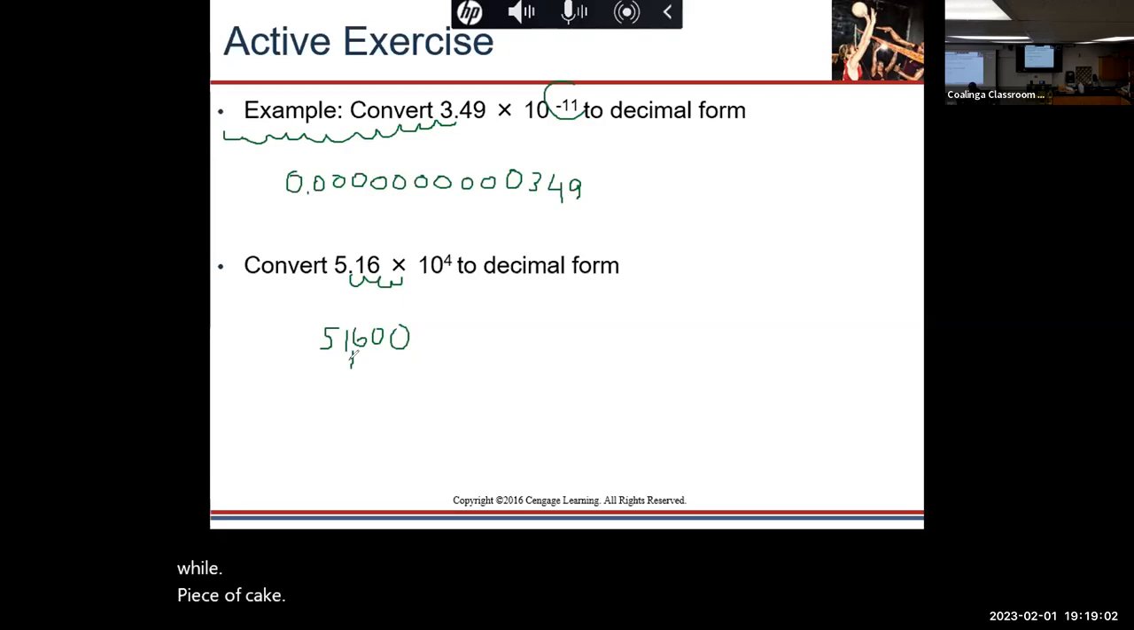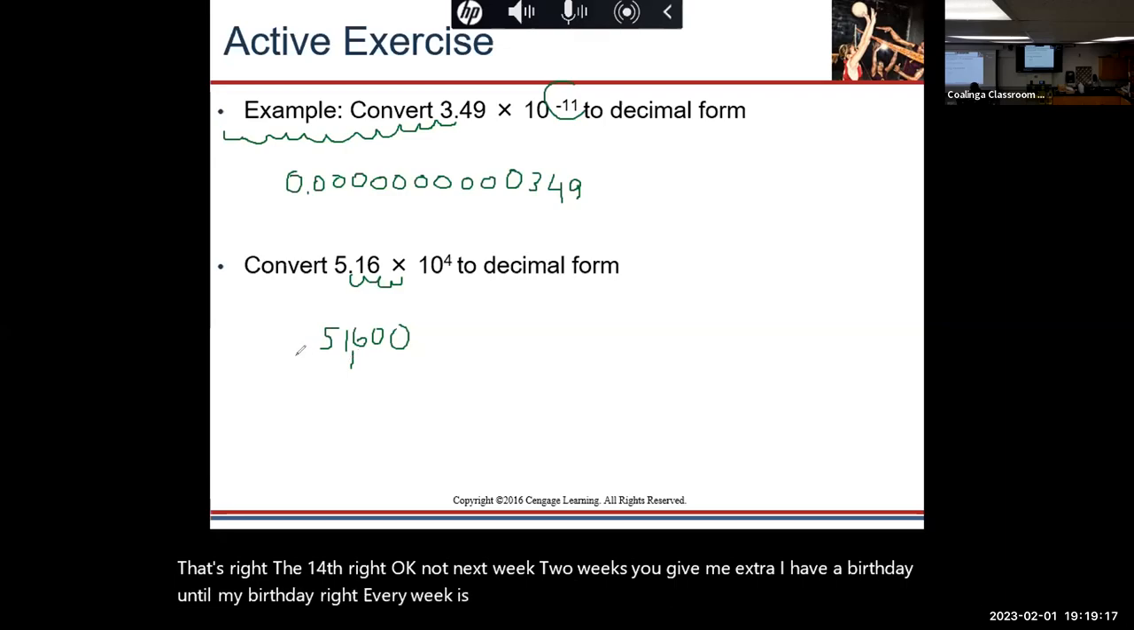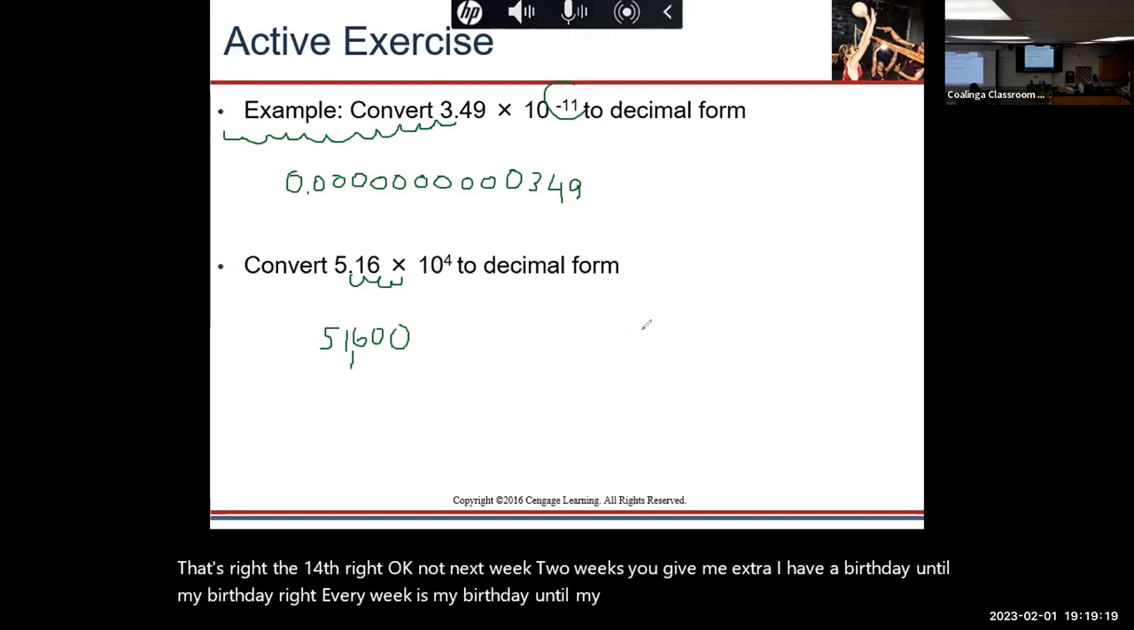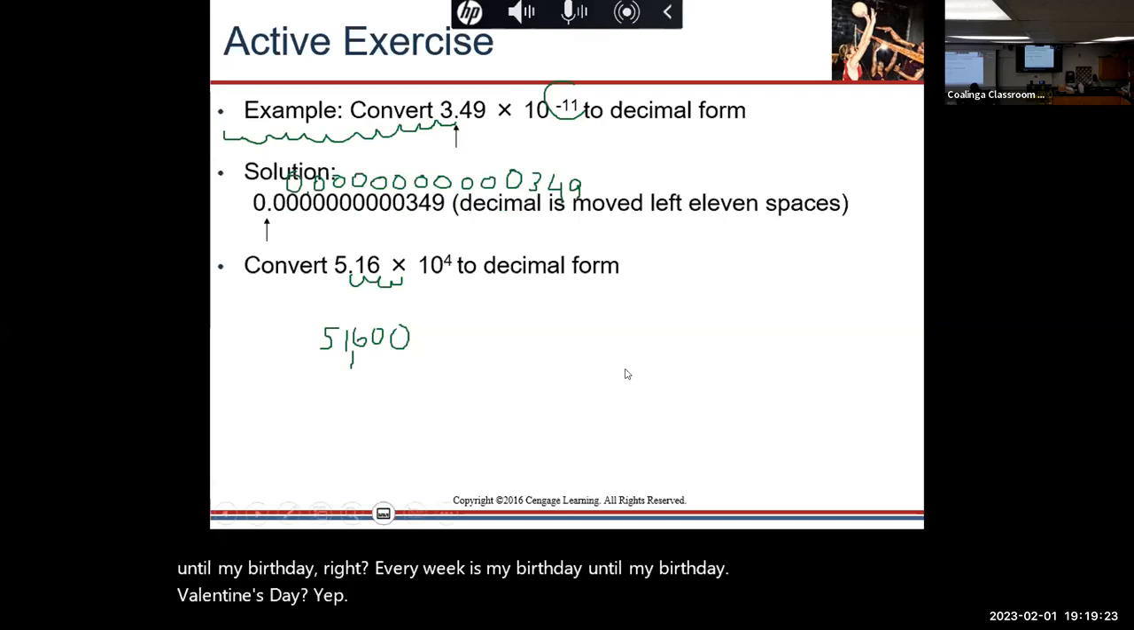Okay, piece of cake, strawberry with chocolate ice. Did I tell you it's my birthday next week? That's right, the 14th, right? Okay. Not next week, 2 weeks. You give me extra. You know, I have a birthday until my birthday, right? Every week is my birthday until my birthday. Valentine's Day? Yep. That's my dad's birthday too.